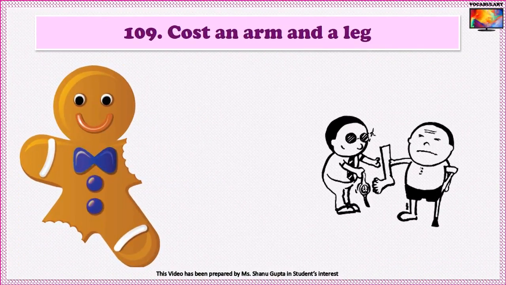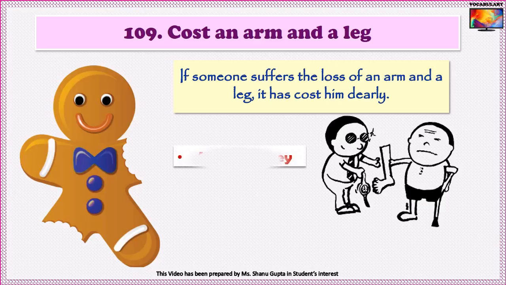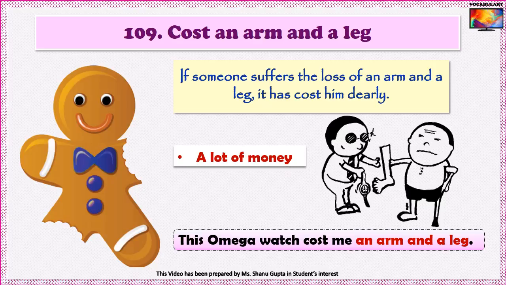Cost an arm and a leg. If someone suffers the loss of an arm and a leg, it has cost him dearly. So to cost an arm and a leg means to cost a lot of money. For instance, this Omega watch cost me an arm and a leg.